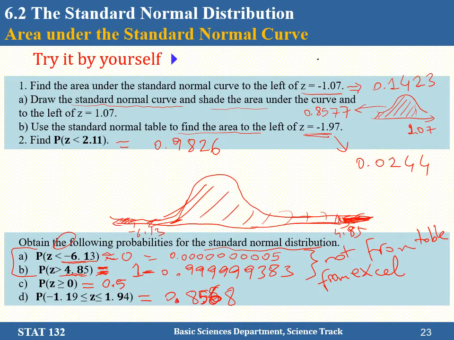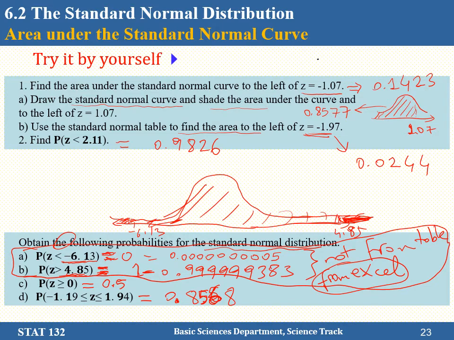Now, please try to find them by yourself. So these are not from the table, by the way. These are from Excel. I mean, I did it with Excel. You don't have to do it because these numbers are very big numbers. So when it gets bigger, you almost get 0 probability on the left side, or 1, depending on positive or negative numbers. So you can find these from the table.